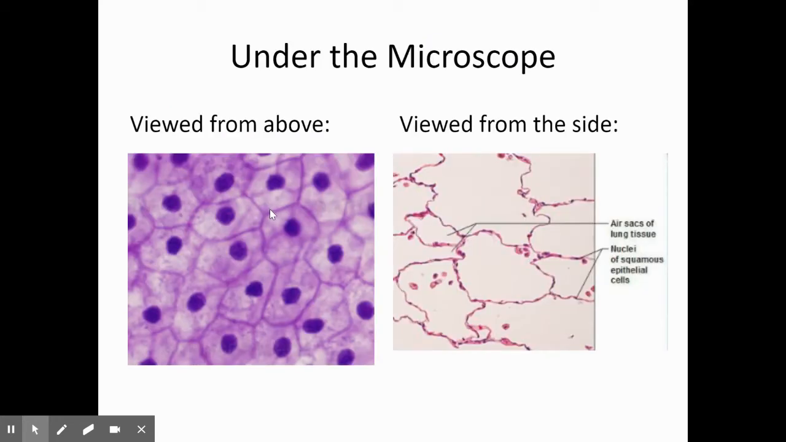Here's just kind of what it looks like underneath the microscope. This is looking at it from above, and then looking at it from the side, you can see that it almost looks like a line. If somebody drew a purple or pink line, that shows that it's one cell layer thick.